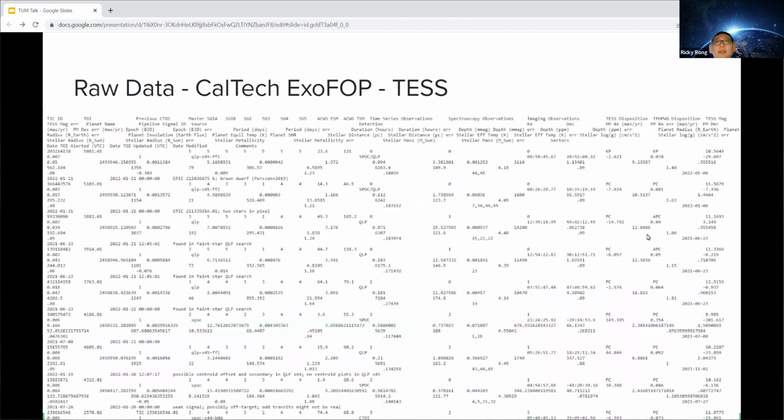So, the ExoFOP stuff is kind of messy, but I'll just go over it. The first set of data that we're interested in is the epoch, which is the start time of the transit, and then the period and the duration of the transit. That is all within the Caltech data. There are also these stellar parameters.